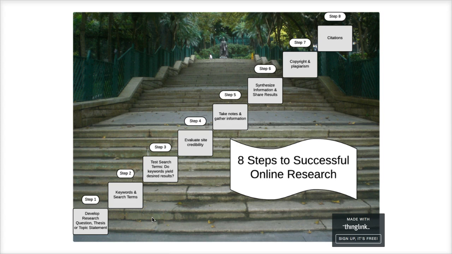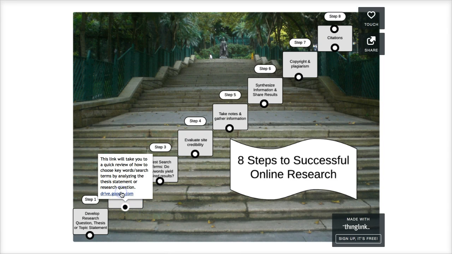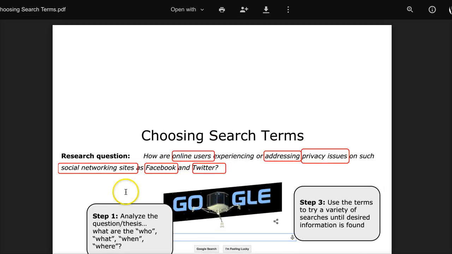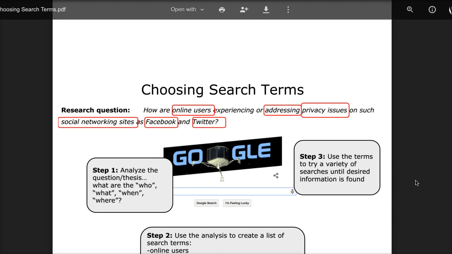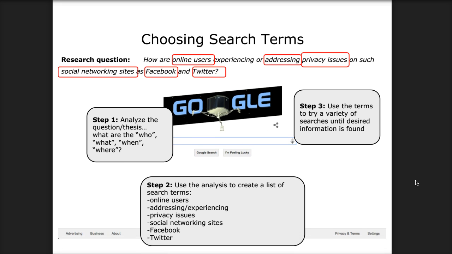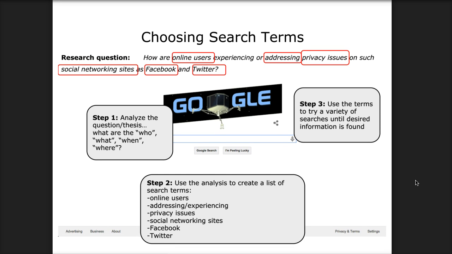Step 2 is to identify keywords and choose search terms. Students need to understand how to derive their research search terms and keywords from their research question, topic statement, or thesis statement. In order to show the relationship between the research questions and the search terms, they can view a visual diagram of how to break down and analyze the topic statement and develop key and effective search terms.